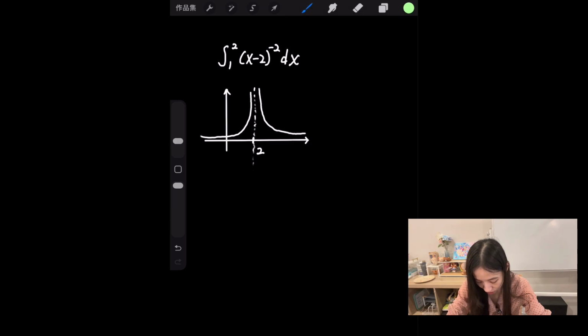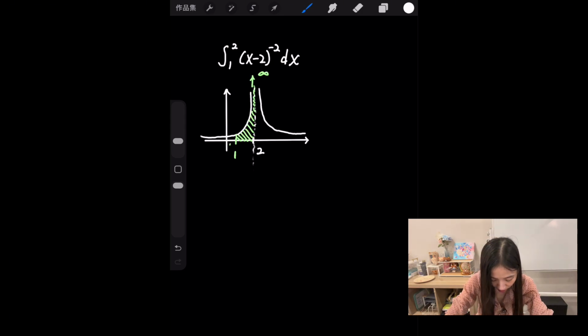And then this question asks you to calculate from 1 to 2, right? So you're calculating the value here. And from here, it goes to infinity. So the total value will be infinity. So for these kinds of questions, first of all, observe, and then you will know where the value will go.